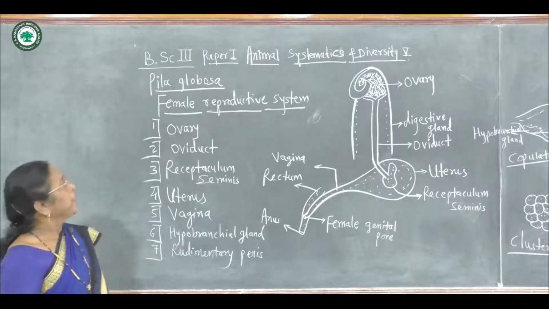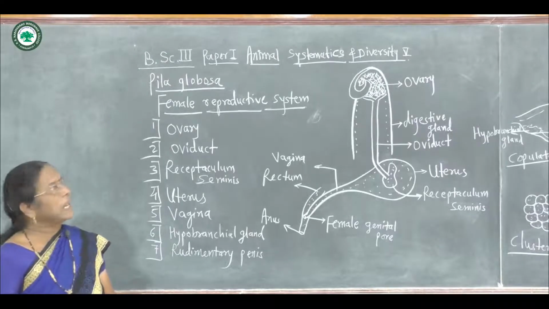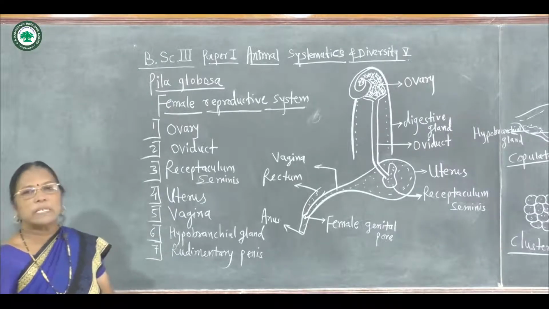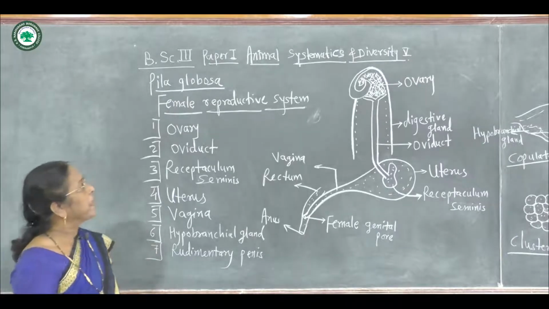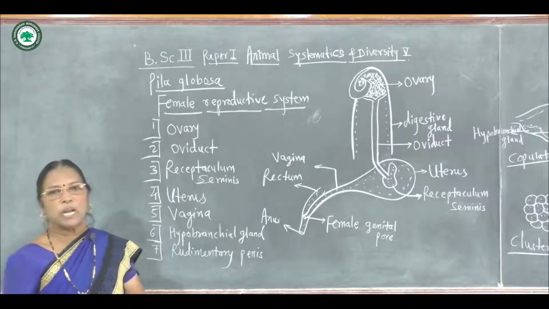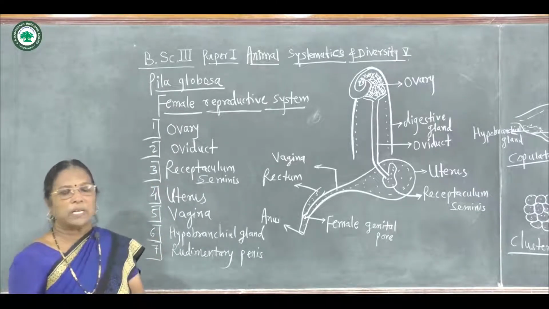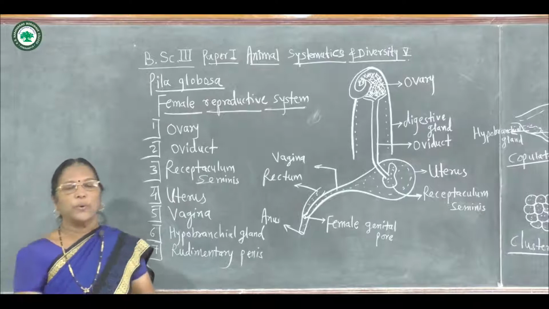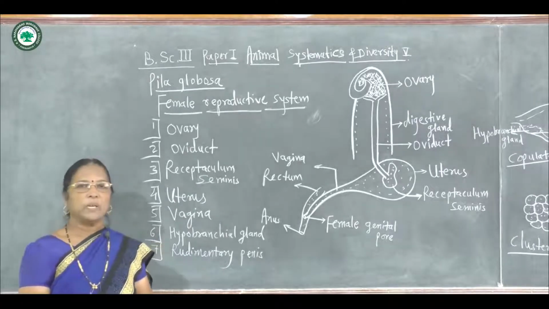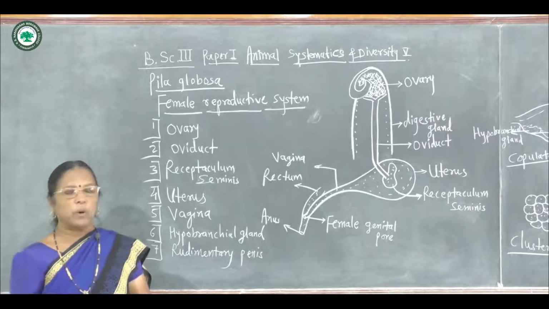We will continue with the B.Sc. third year syllabus, paper first, Animal Systematics and Diversity, with Pila globosa. Today we will see the female reproductive system. In the last video, we saw the male reproductive system and sexual dimorphism.